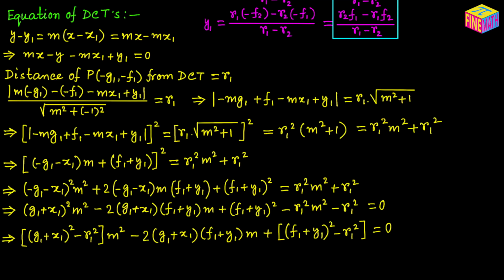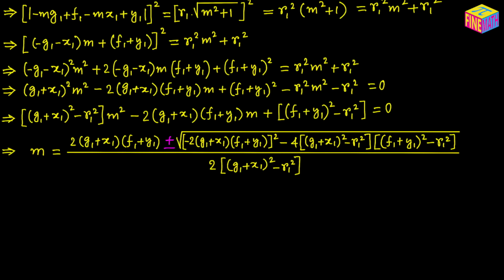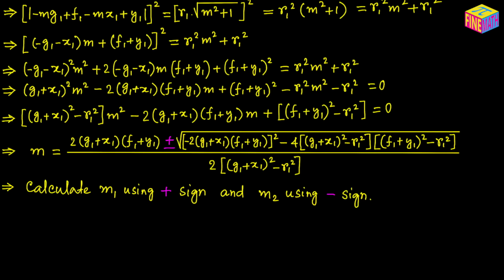So let's use the quadratic formula to find the two values of m, and it can be written like this. And from here let's use the plus sign for the first value of m, and let's call it m sub 1. That will be the slope of one of the DCTs. And let's use the minus sign for the other value of m, and let's call it m sub 2, and that will be used as the slope of the second direct common tangent.